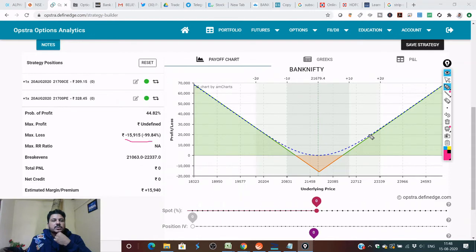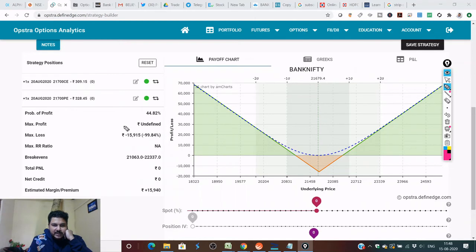Okay, but here the loss is limited, profit is unlimited. If you reverse this position, short straddle, your profit will be this and loss will be unlimited. So we have to be smart when to use which strategy.